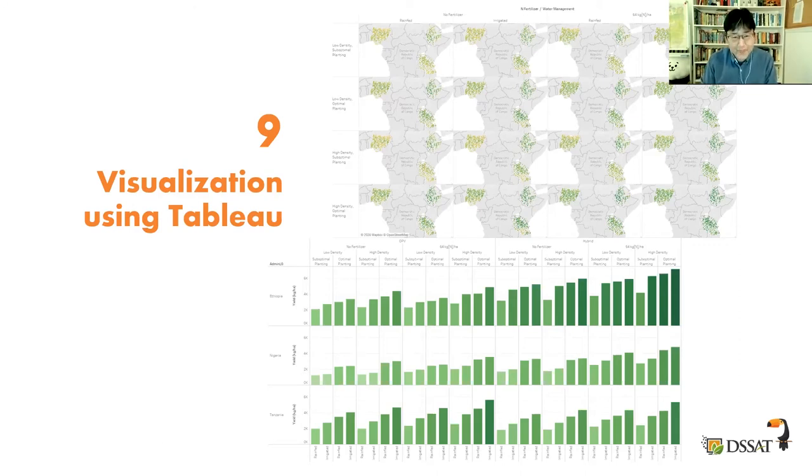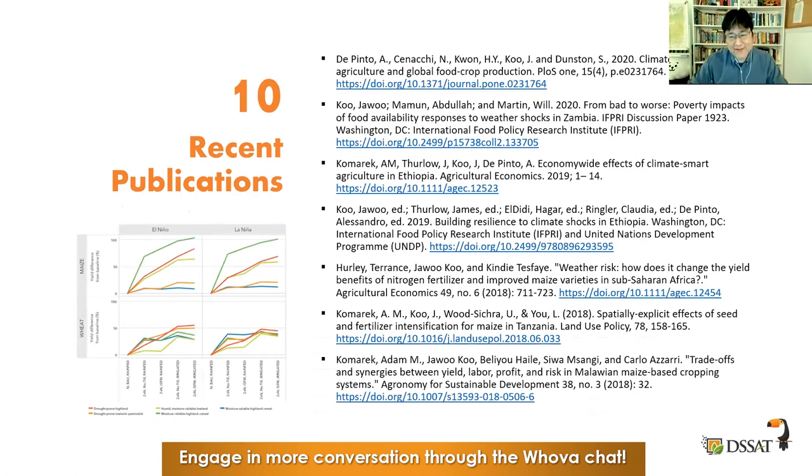So over time, what I've been doing at IFPRI is using this kind of framework to estimate the yield outcome, crop yield changes, under different scenarios. That scenario could be a climate change scenario using projected climate for the future, or just doubling fertilizer or different types of management practice. So I provided some links to recent publications where I used this framework. You can follow them and send me any questions if you have.